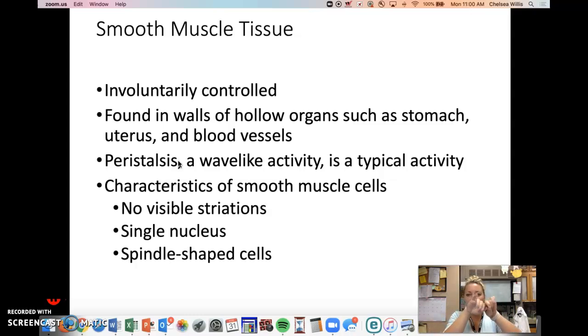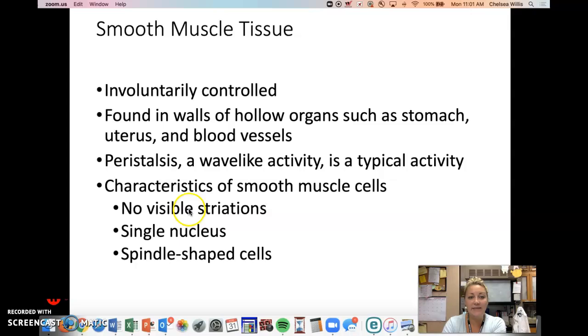It's going to be kind of like a squeeze and push, a squeeze and push, a squeeze and push to make objects move through. So like in the small intestine, it's going to squeeze the food along there. Same with the blood. It's going to squeeze and release and squeeze and release, and there's going to be another layer of the muscle that pushes it along in that same process.